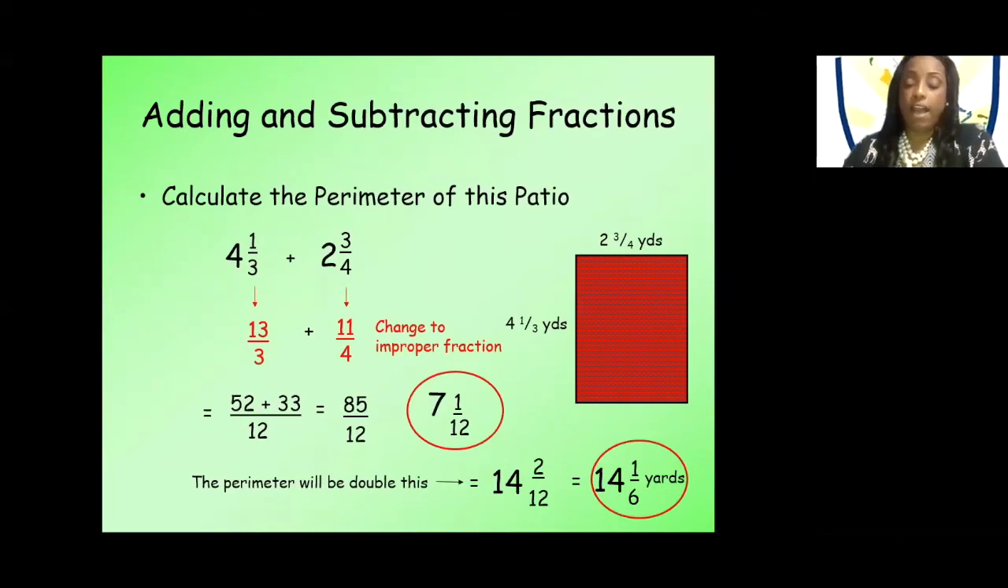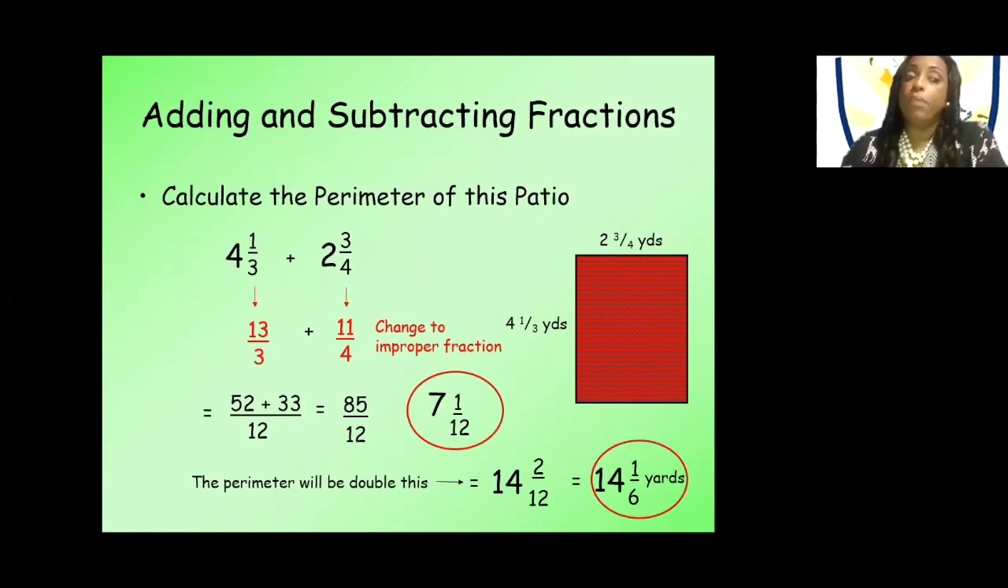So once you have added your 52 and your 33 to get 85 over 12, the LCM, what do you want to do? Because that is an improper fraction. Remember what I said you do when you have an improper fraction. You want to find out how much of that denominator you can get from that numerator. In this case, how many groups of 12 can I get from 85? 7, correct. So you want to put that as your whole number.